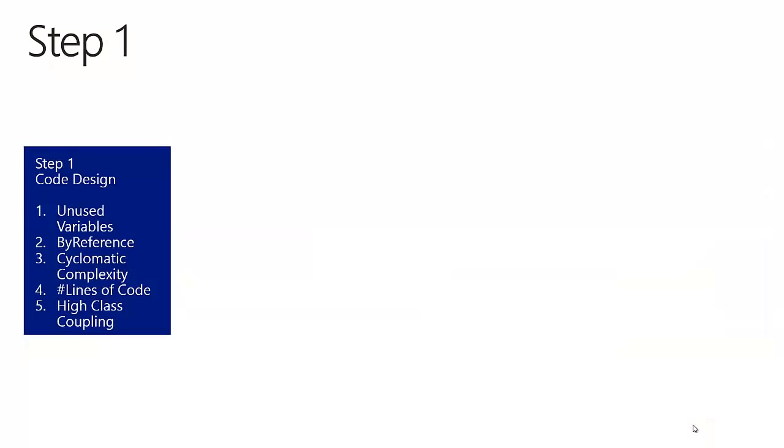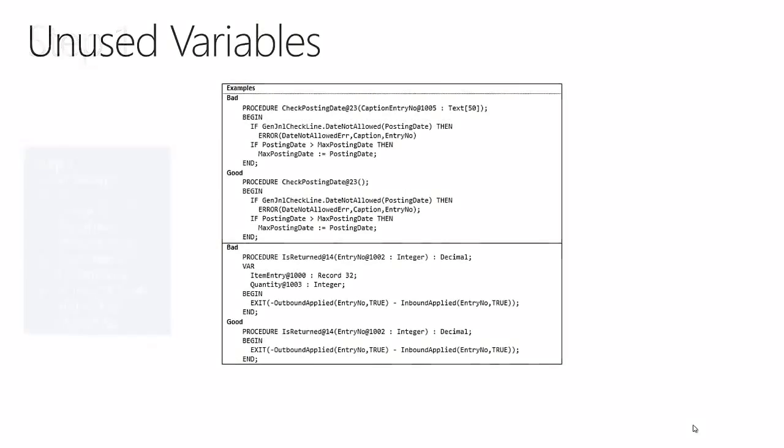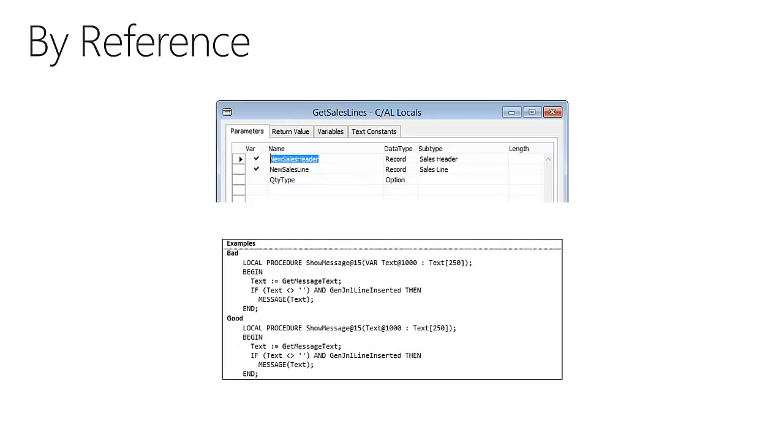Let's start with step 1, code design. The compiler in Microsoft Dynamics NAV doesn't check for any unused variables. As a developer, it is your own responsibility to clean them up. Leaving them can be confusing while doing future maintenance on the objects. In each function in CAL we have the option of making a variable by reference or var. If we do that, we should have the clear intention of changing the values. If we don't change the values, the variable should not be marked as by reference.